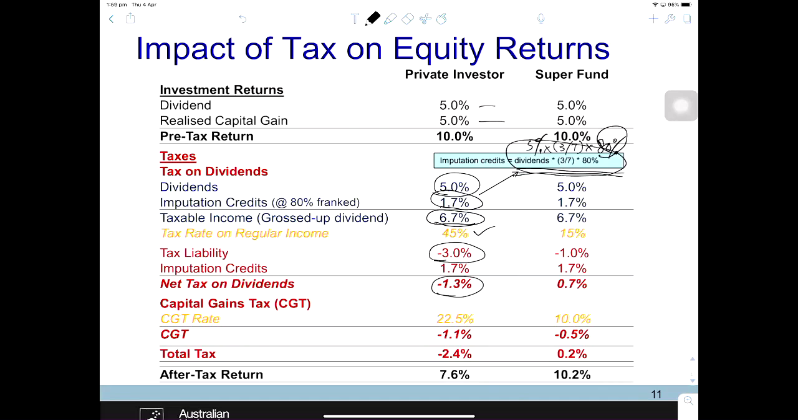That's the way defined by ATO, how they're going to calculate the amount of the imputation credits.